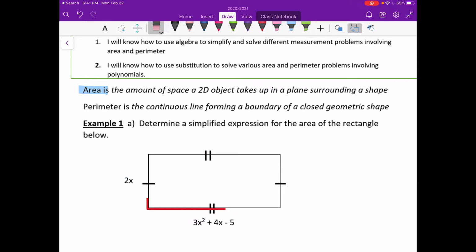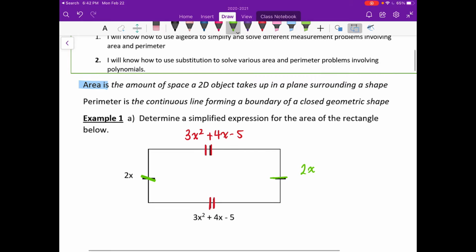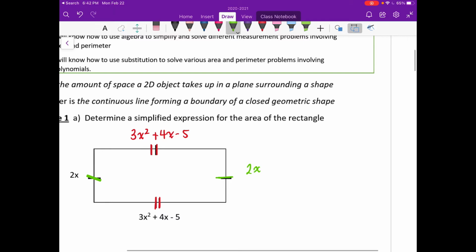Another thing that I want to remind everybody, because you might not remember it: when I have these two lines, it means that that side is equal to the other side with two lines as well. So this side is also 3x squared plus 4x minus 5. And in this situation, we have one line, which means it's equivalent to the other side with one line. So this side is also 2x, right? When we have a rectangle, usually the two sides at the top are the same and the two sides on the side are the same.